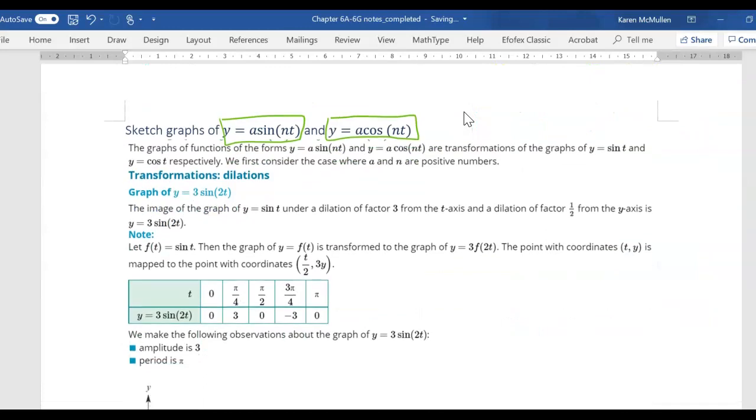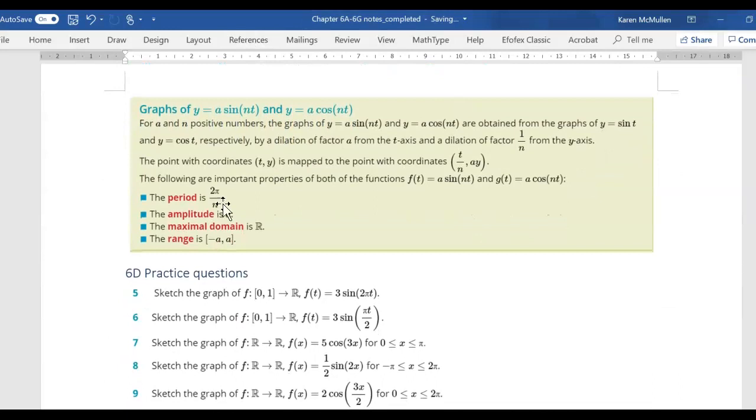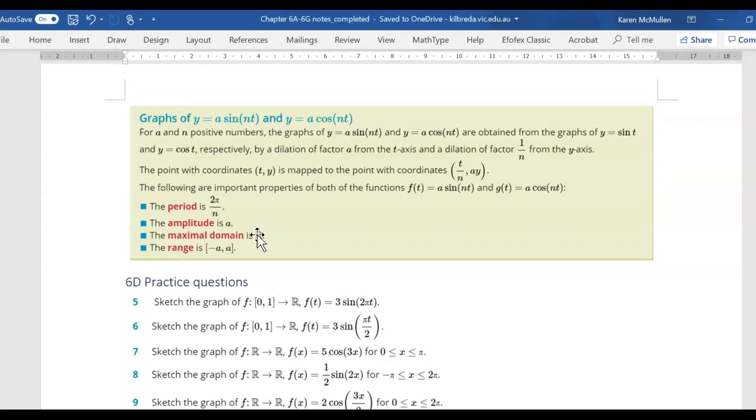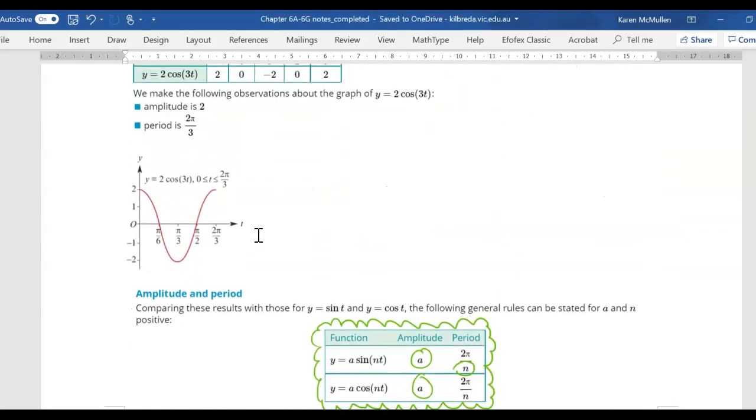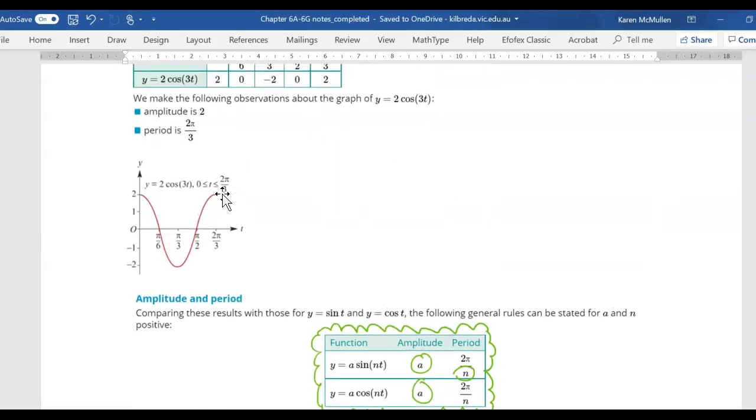Now I'm not going to go through those examples. We've got a summary here: the period, the amplitude, the maximal domain. A lot of the time it's restricted, but if not, it's infinite. It keeps going. And the range is restricted by your amplitude. If we look at this one here, the 2 cos 3t, your amplitude is 2, so we're going from -2 to 2. So your range is restricted. And you can see also your domain is restricted for that one, but they can keep going forever.